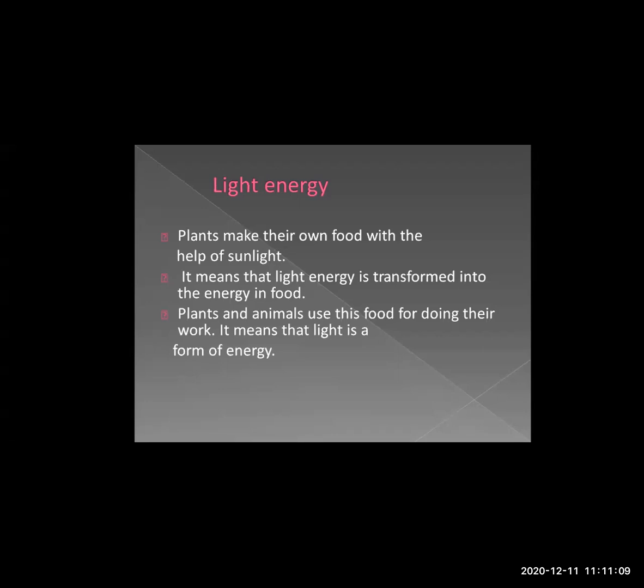Okay, so what is photosynthesis? Photosynthesis is the process in which the plant prepares its food with the help of light energy, and this light energy is converted into food energy, and then the plant transfers the food in the form of energy to the whole plant. So I hope you understood about light energy. Till now we have studied potential energy, kinetic energy, heat energy, and light energy. We have seen 4 types of energy.